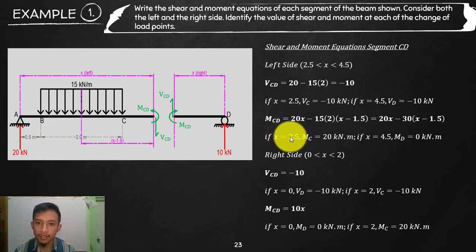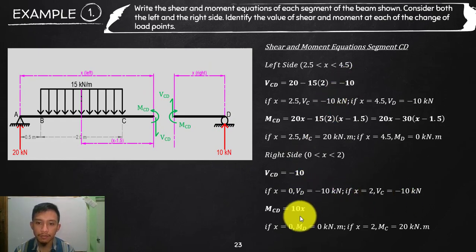Substitute your distances. 2.5 at C will give us 20 kNm. 4.5 at D will give us 0, which is again what I'm saying. Since that is a simple support, there is no moment. So I will show you using your right side. Using your right side on shear, going down is positive, so that is a negative 10, which is the same as that. All throughout, constant, so the same.